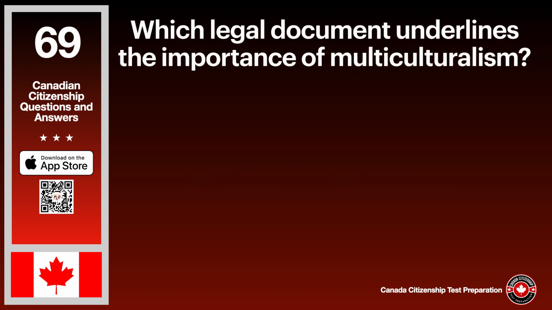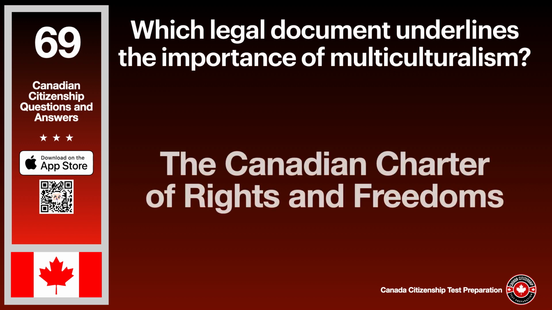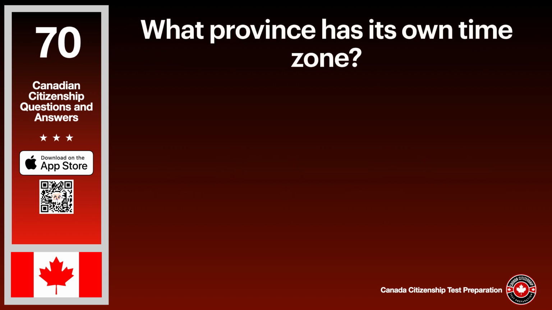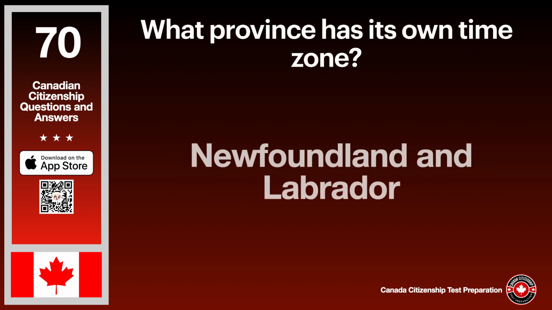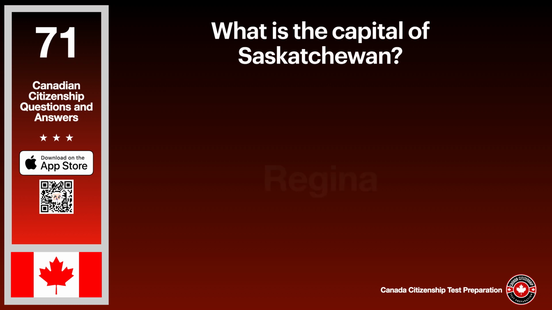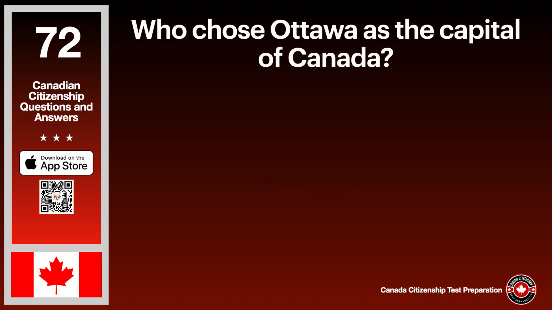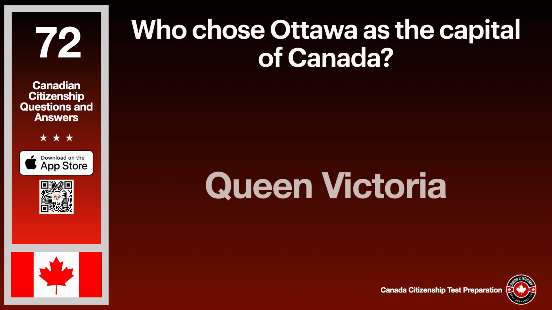Which legal document underlines the importance of multiculturalism? The answer is the Canadian Charter of Rights and Freedoms. What province has its own time zone? The answer is Newfoundland and Labrador. What is the capital of Saskatchewan? The answer is Regina. Who chose Ottawa as the capital of Canada? The answer is Queen Victoria.